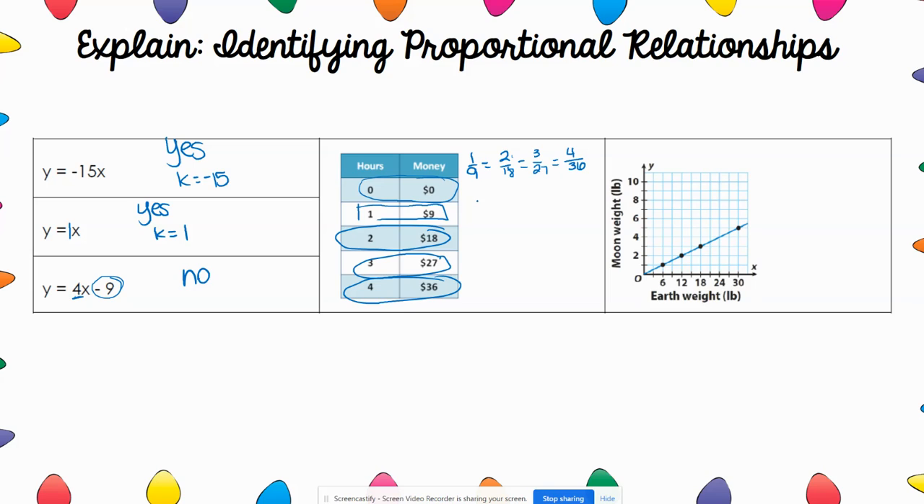Well, 1 over 9 cannot be simplified, so I'm going to rewrite that. But 2 over 18 can be. Both of these can be divided by 2. 2 divided by 2 is 1, and 18 divided by 2 is 9.